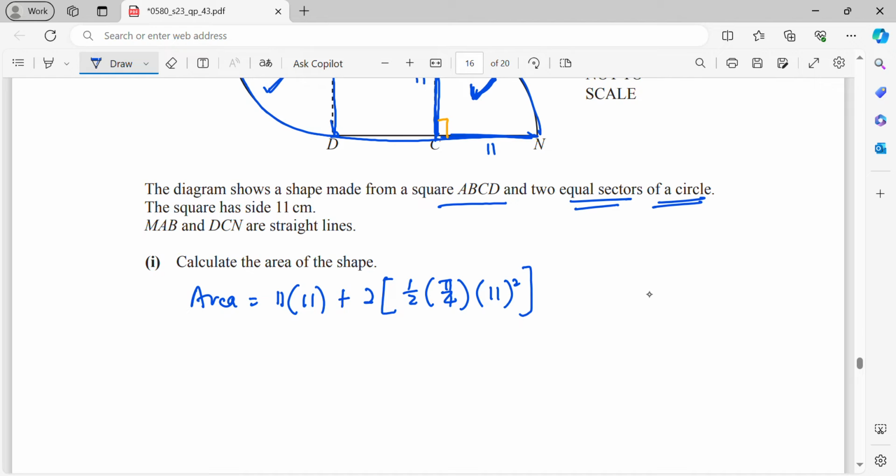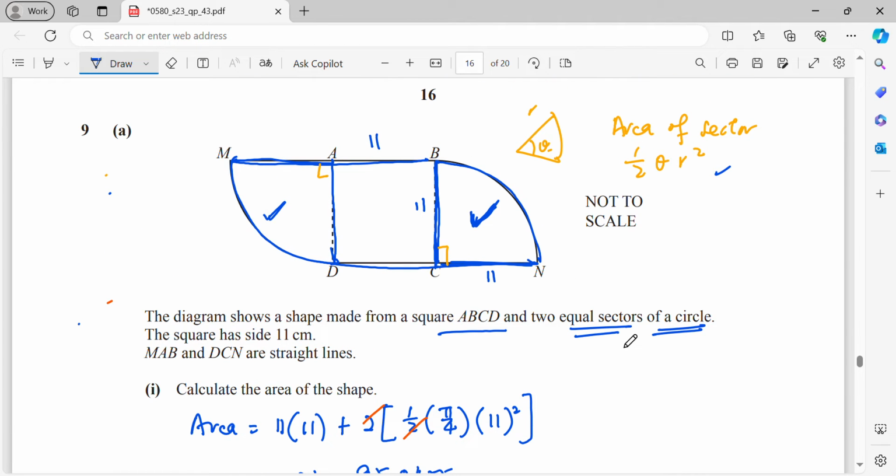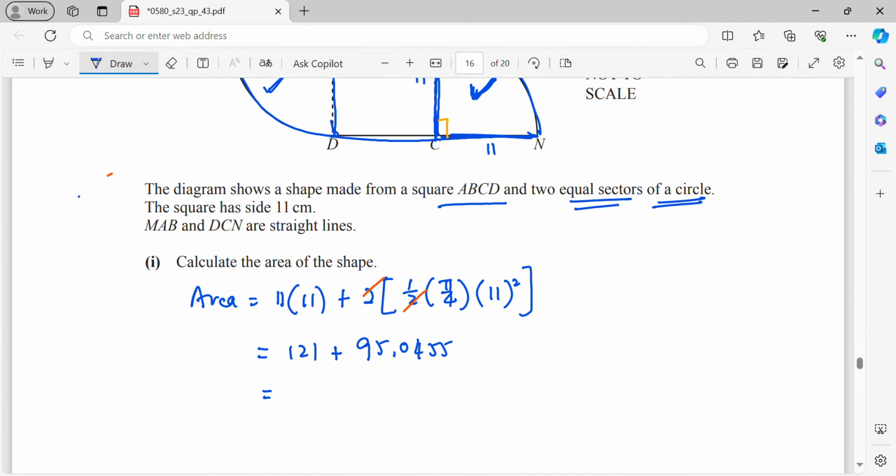So then from here, the half and 2 cancel. Then I will get 11 times 11 is 121 plus, now the pi is 3.142. So when you calculate, it will be 3.142 divided by 4 and times 11 squared. That is 95.0455. Then here it is just plus. That is 216.0455. And now I round it, it will be 216. So that's the solution of this question.